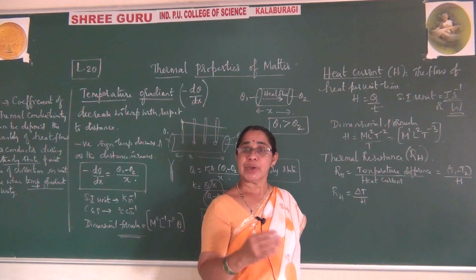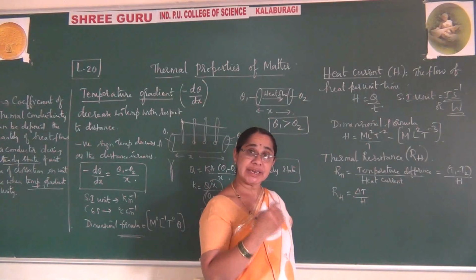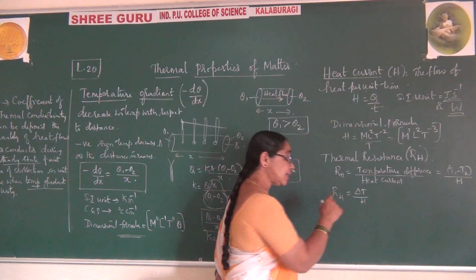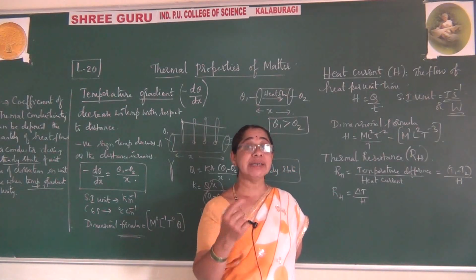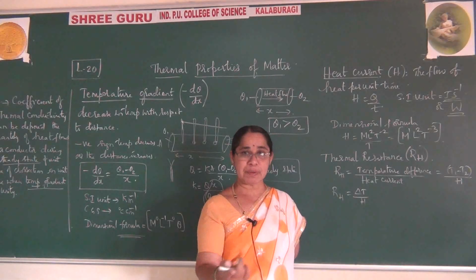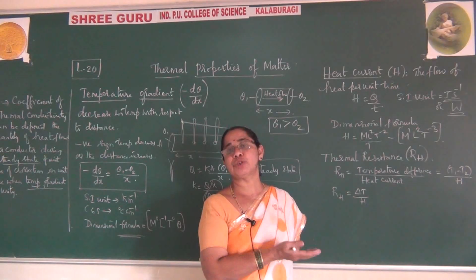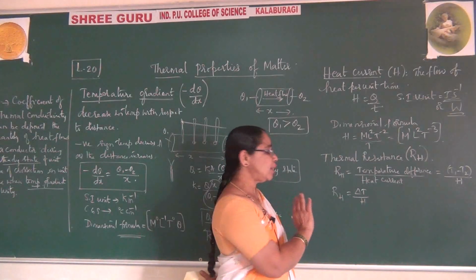So here we expect some objective questions. Then we will show the remaining steps in different forms. This RH is connected to the coefficient of thermal conductivity. How does it depend and how do you explain that? If thermal conductivity increases, what happens to thermal resistance? So using this I will explain the formula.